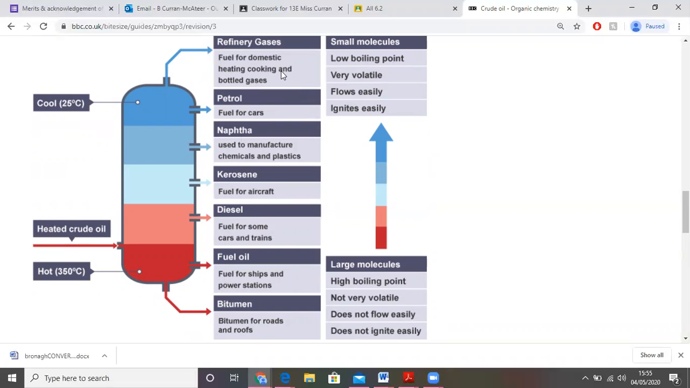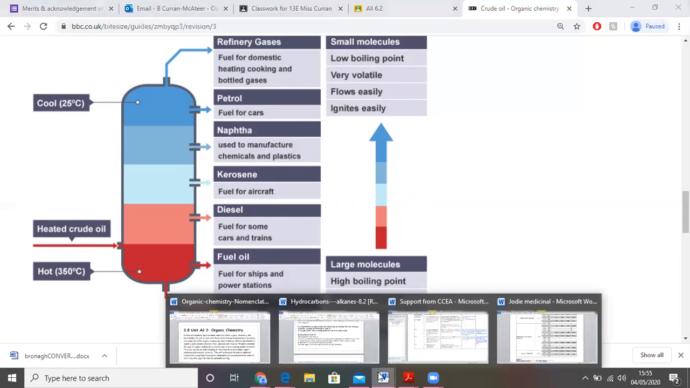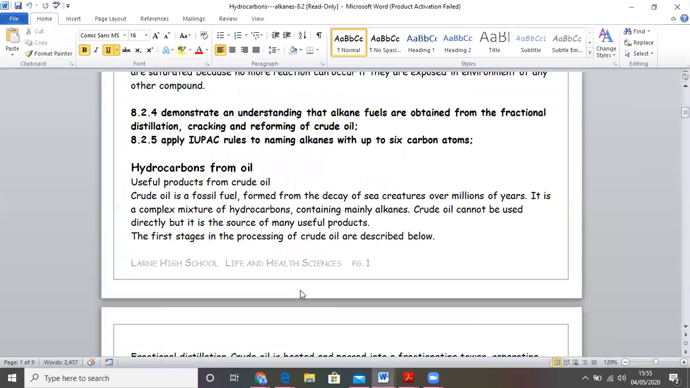Sometimes that's called heavy oil or lubricating oil. But I think this is the CCEA website. So Ripnik job: refinery gases, petrol, naphtha, kerosene, diesel, oil, bitumen. You can call it heavy oil or fuel oil. Hopefully that makes sense. Let's see where we are from here.